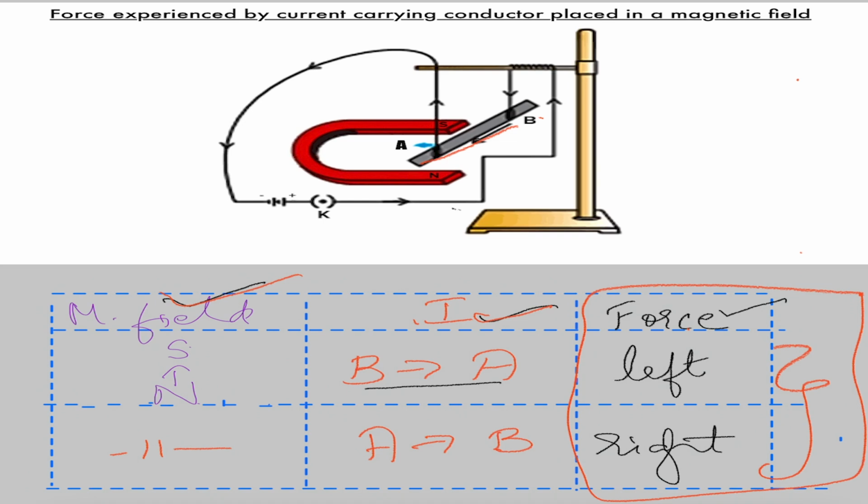In general, you can also mention that the direction of force experienced by the conductor AB changes on changing the direction of current and on changing the direction of magnetic field. Both the ways you can explain your activity. Hence, the force that is going to be experienced by the conductor will change its direction on changing the direction of current or magnetic field.